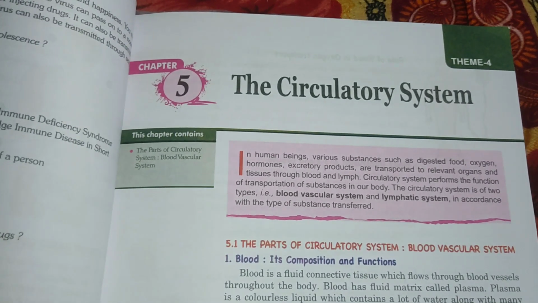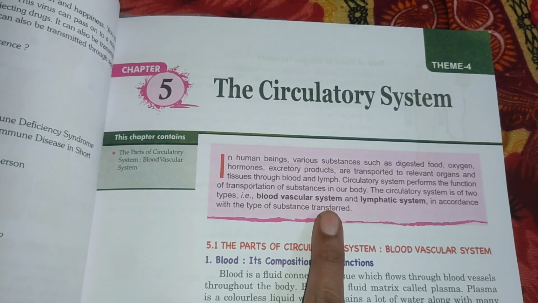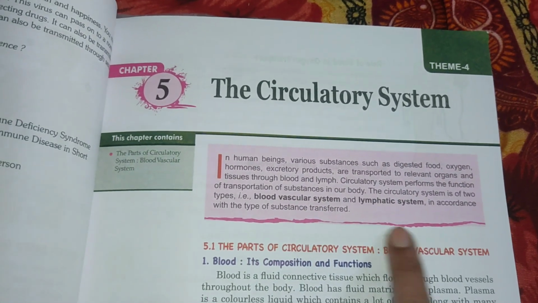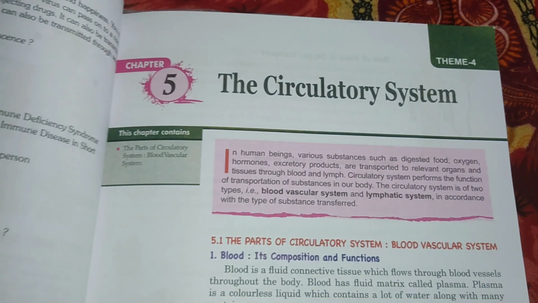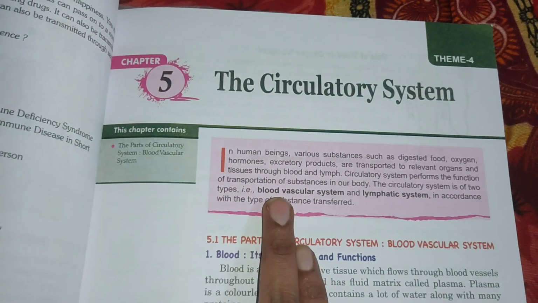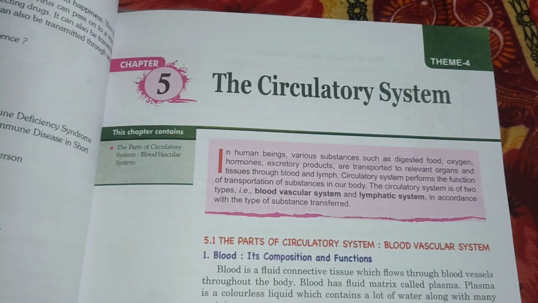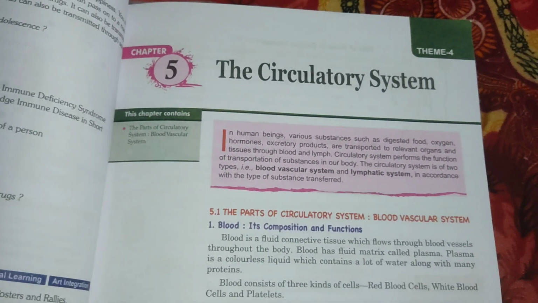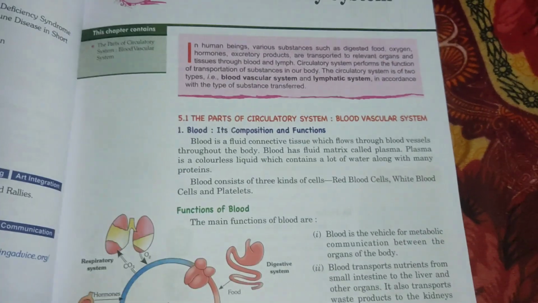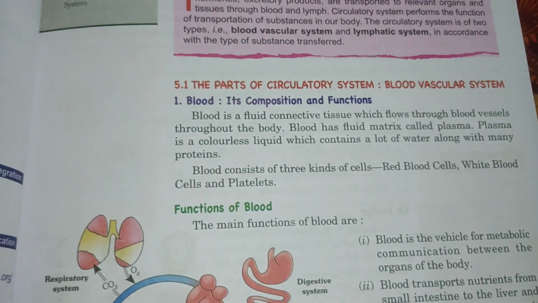This is of two types: blood vascular system and lymphatic system, according to which the type of substance is transferred. So in blood vascular system and lymphatic system, different types of substances are transferred. Let's see the parts of the circulatory system. First, blood vascular system.